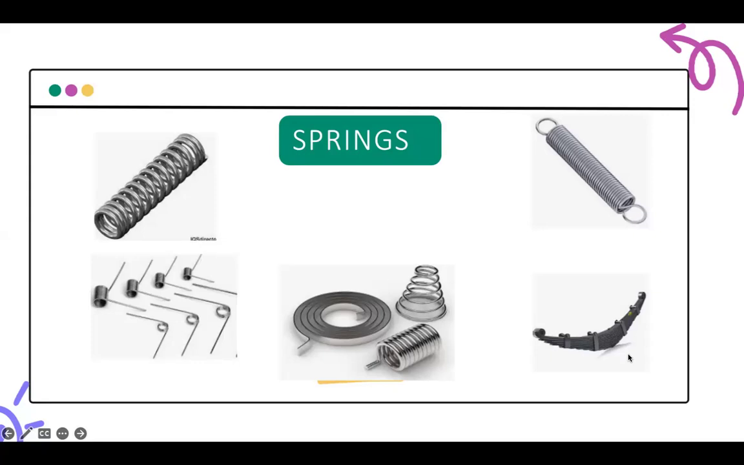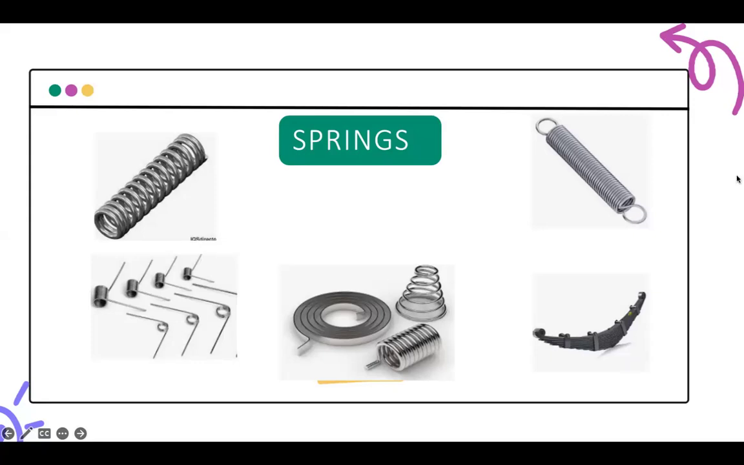Good day, class. Today we are going to discuss spring or mechanical spring. A mechanical spring is an elastic device, typically made from metal, designed to store and release energy, and it absorbs shock or maintains forces between two contacting surfaces.